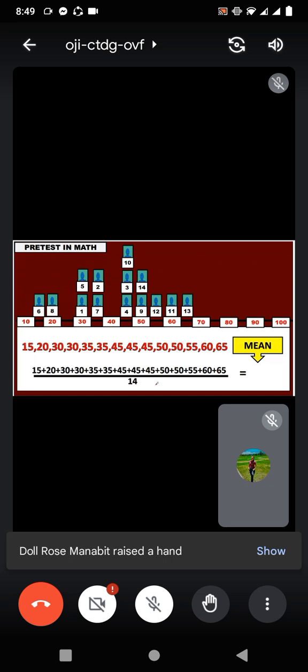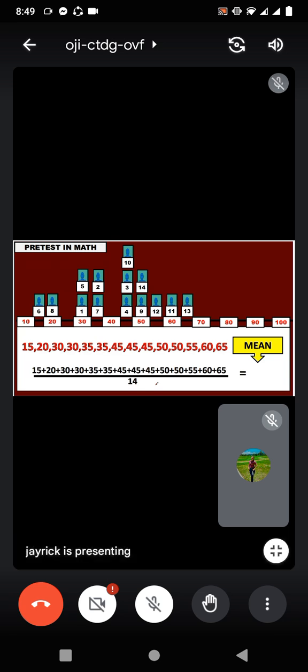Now, this is the original data set. May 15, 20, 30, until 65. Now, let us presume again, what if student 6 who got a score of 15, hindi pala siya nag-study. So, let's presume na lang that he or she got a score of 0. Okay? So, instead of having a score of 15, yung score niya ay 0. Now, the question is, is this 0 an outlier?